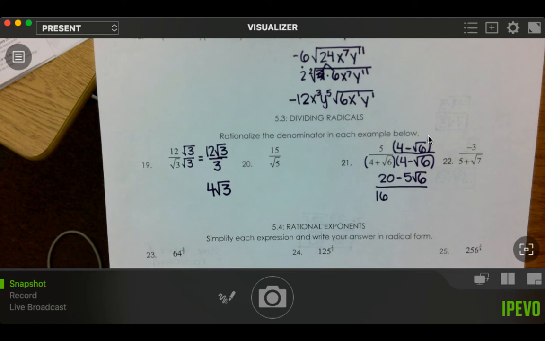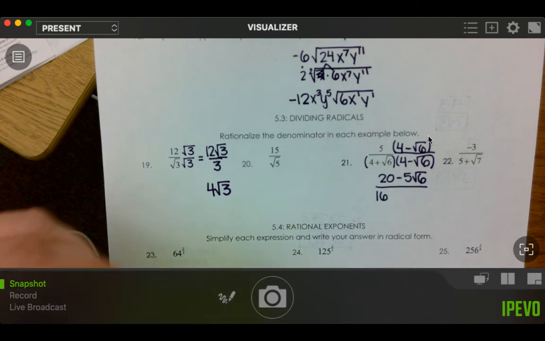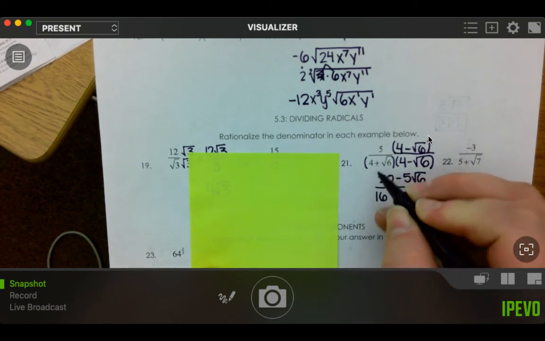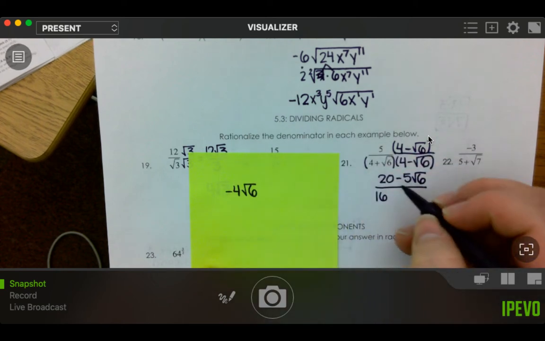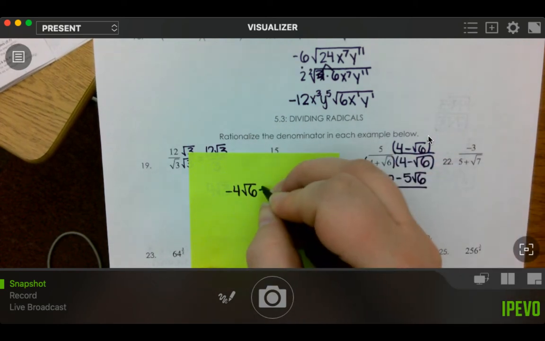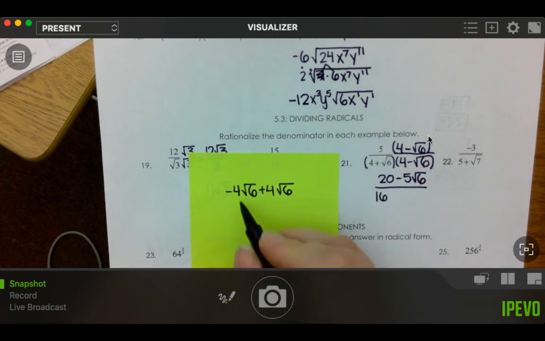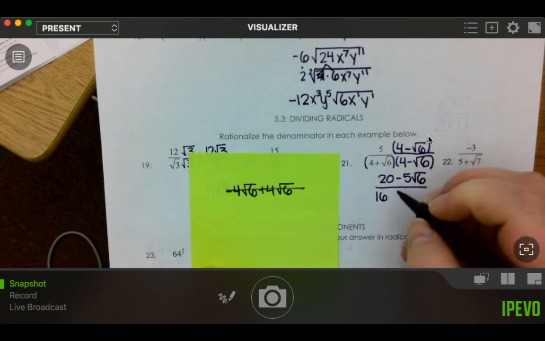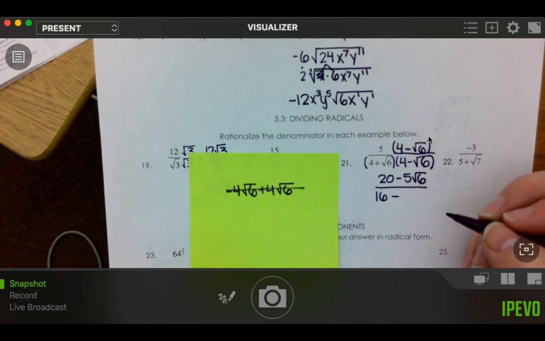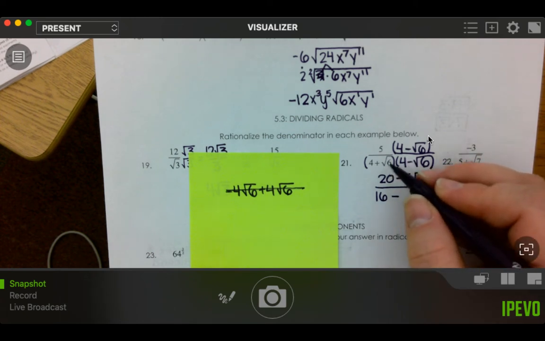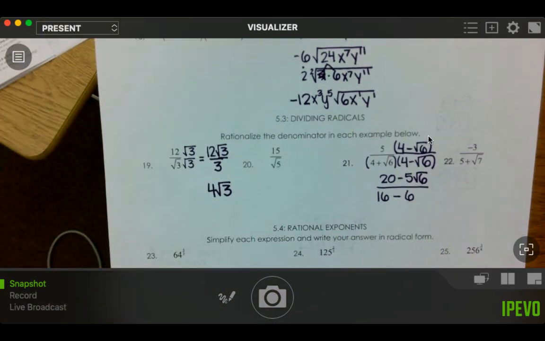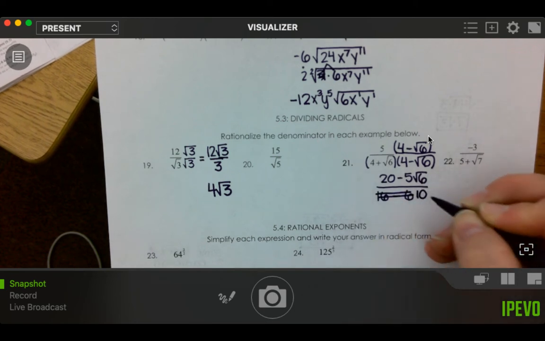And then I'm going to take a second to write something on a sticky note because this happens every time you do this. When you multiply two conjugates, you're going to get negative 4 square roots of 6 and positive 4 square roots of 6. Every time, those are going to cancel out. And then all you have left is square root of 6 times negative square root of 6, which is negative because it's a positive times a negative. And when you multiply a square root by itself, it cancels out the square root. And then I'm going to cross that out on the bottom. 16 minus 6 is actually 10.